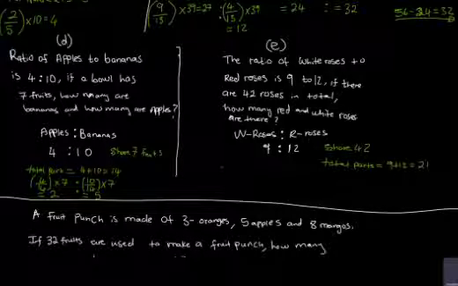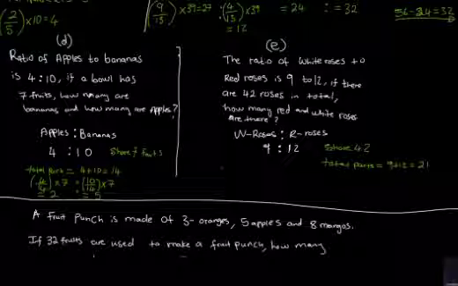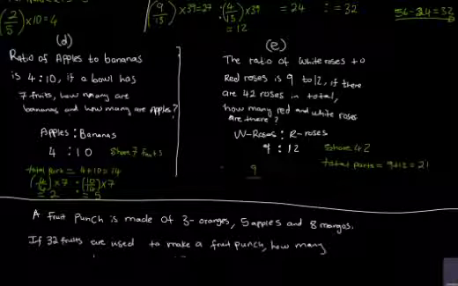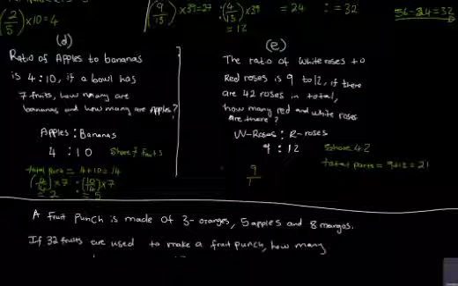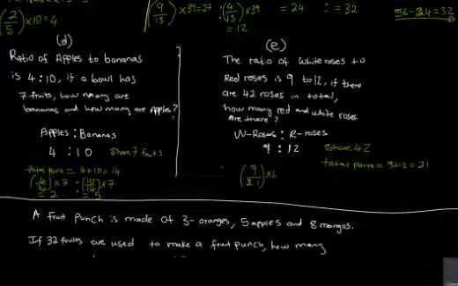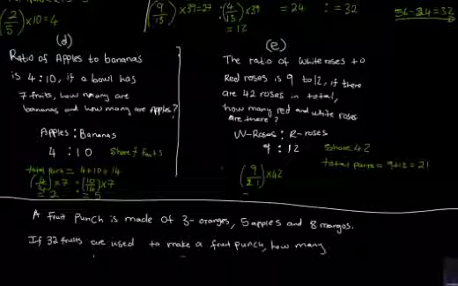Now, here comes the working. So the white roses will have a share of 9 over the total of the parts, which is 21. And you take all of that, you multiply by the number being shared, which is 42. And then you will find out that the number is 18. So which means the share of the white roses is 18.